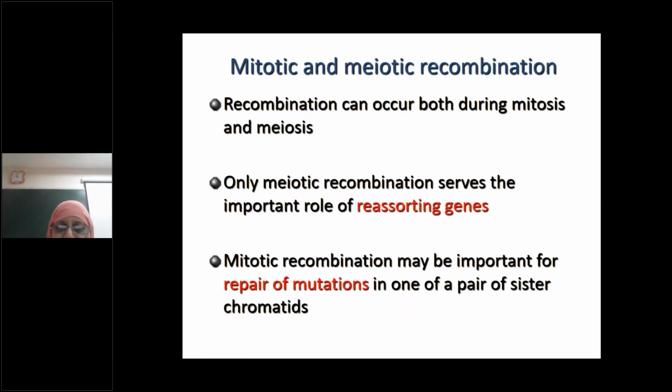Now, what is mitotic and meiotic recombination? Recombination can occur both during mitosis as well as during meiosis. Meiotic recombination serves the important role of reassorting the genes, while mitotic recombination is important for repair of mutation in one of a pair of sister chromatids.